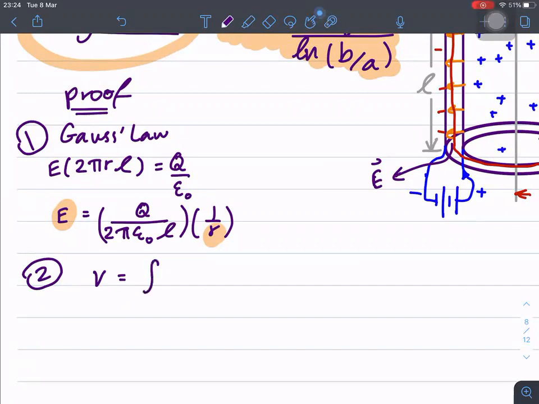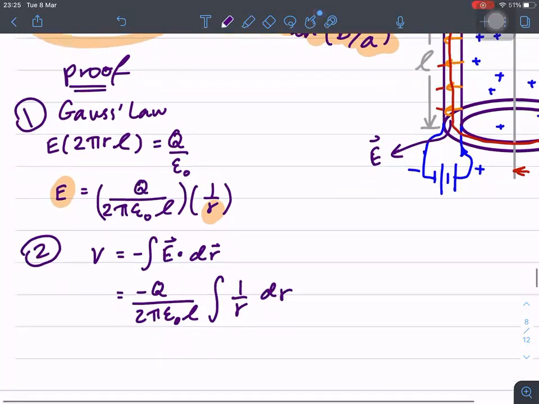So if I follow this definition of minus integral of E dot dr, and E is in the radial direction, then E dot dr is just the product of E and dr. So I put this constant outside the integration, and I'm integrating 1 over r dr from A to B.